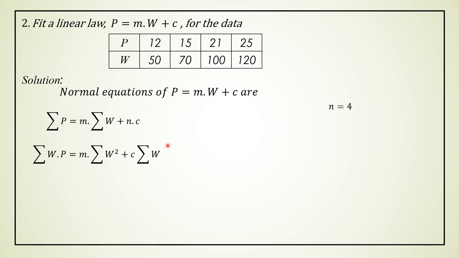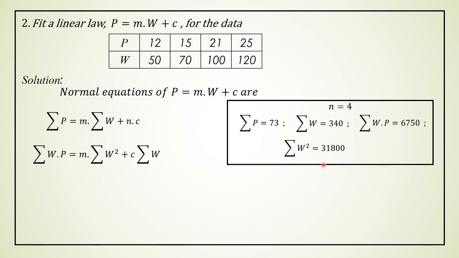Okay, observe the data points. The value of n over here is 4. Summation of p values is equal to 73. Summation of all the values of w over here is 340. Summation of W into P is 6750. Summation of W square is 31,800.